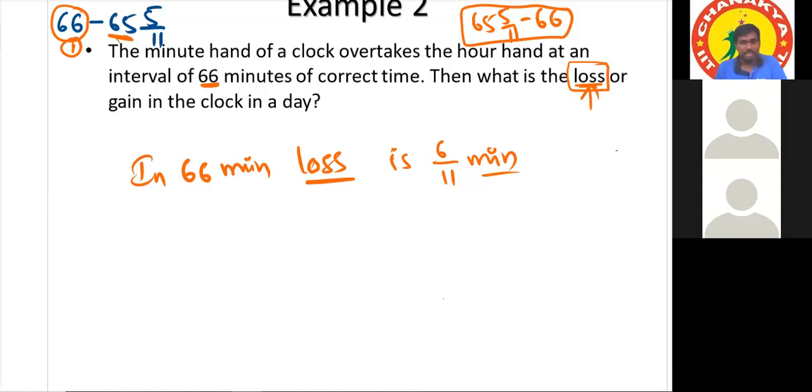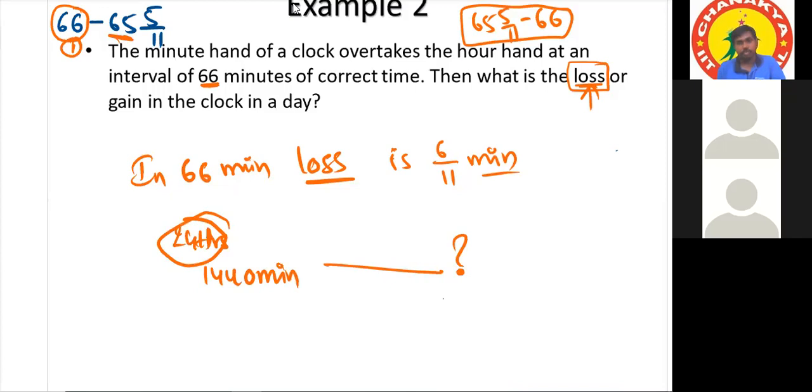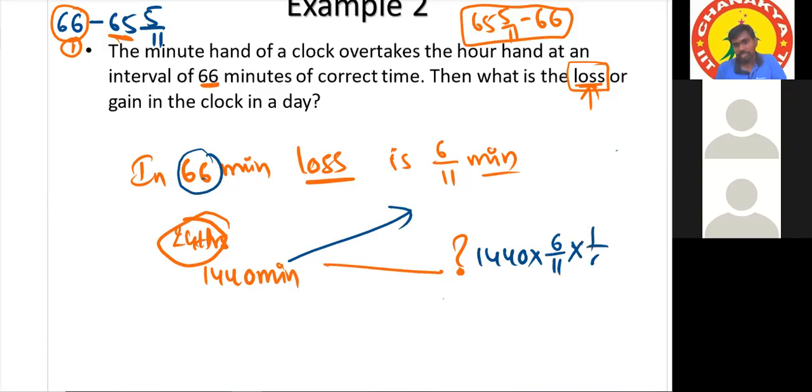Got it now? 6 by 11 minutes. And he is asking in 1 day. That's why I'm doing it for 24 hours, or we can say 1440 minutes. The loss is dash. Tell this number into this number divided by this number: 1440 into 6 by 11 into 1 by 66.